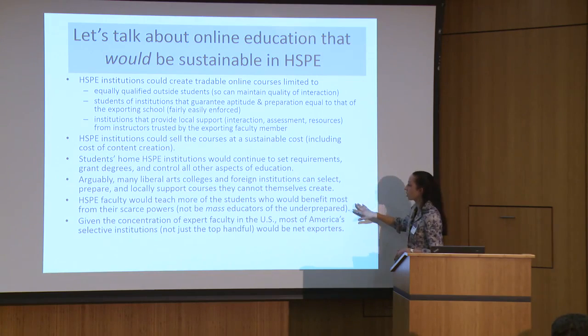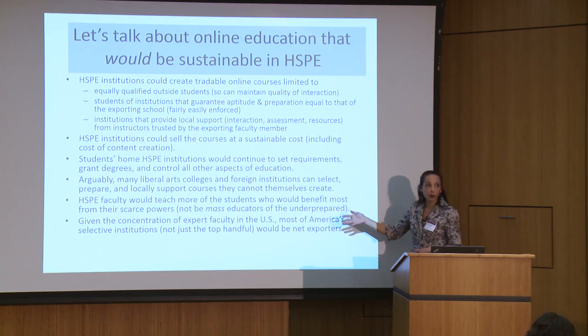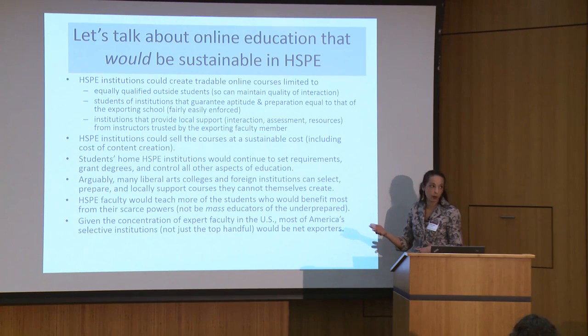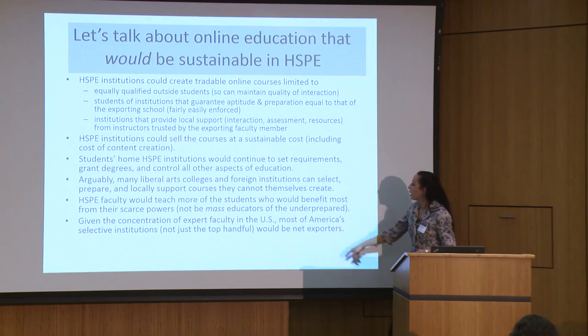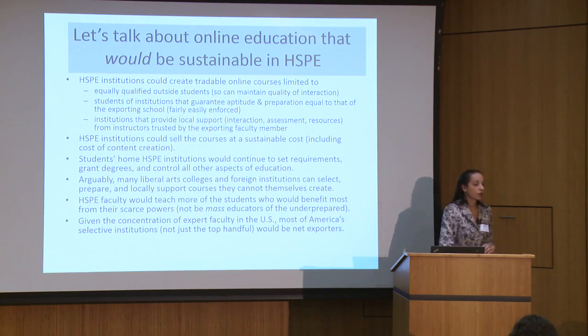We can create very specialized courses. The institutions in the highly selective group could teach many, many more students around the world who could benefit from our education. As I say, 100 times more students is totally plausible. Okay, but that is not the same as becoming mass educators of people who are not prepared for our type of education.